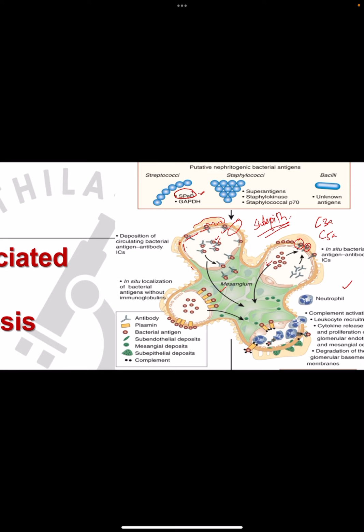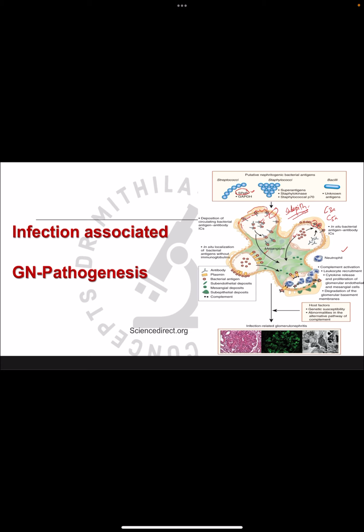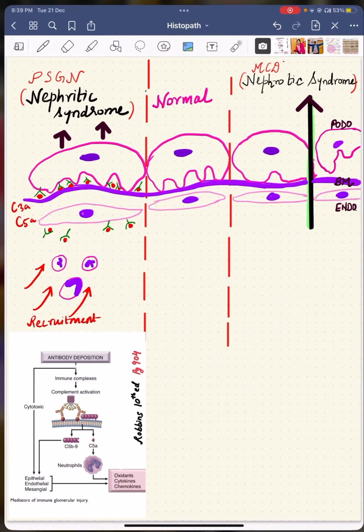So in this way, there is damage to the glomeruli, damage to the glomerular basement membrane, and because of that, these RBCs and proteins will get filtered in the urine and will be seen as hematuria and proteinuria. So there is a diagram I want to show you.